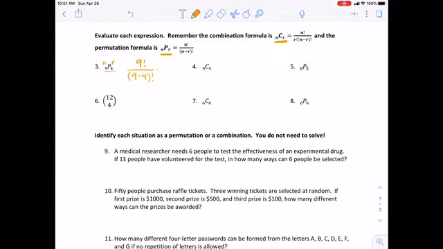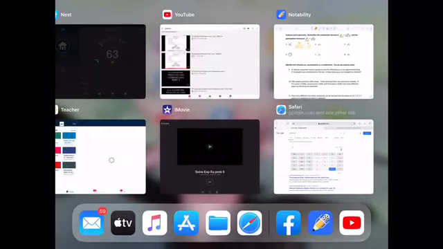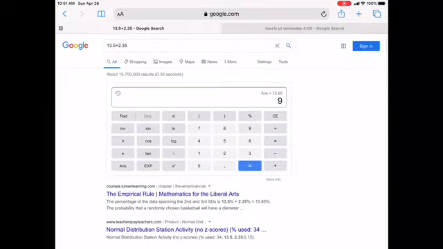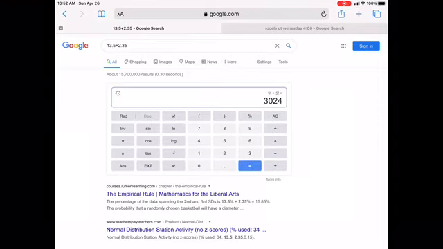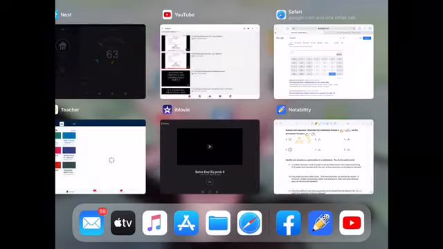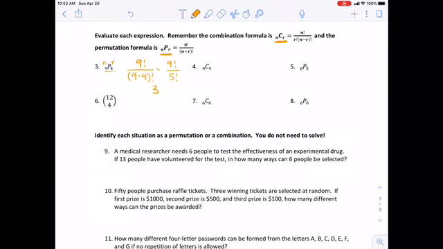Well, once I have that, I'm going to simplify it. So I have 9 factorial over 9 minus 4, which is 5 factorial. Then to solve that, I'm going to type it into my calculator. So I have 9 factorial divided by 5 factorial. And my calculator says it is 3024. Which means that there are 3024 different ways that I could have 9 items and choose 4 of them if the order in which I choose them matters.